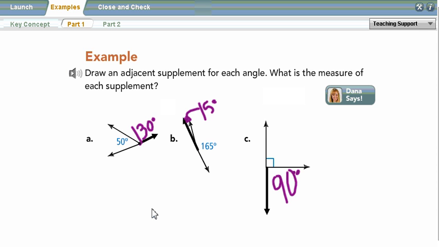Hopefully yours looks similar to mine. You might have decided to draw the angle straight out this way. Either way would have been fine. When I have a straight line, this measure becomes 130, so that the total of the supplementary angles is 180. When I drew this angle to get the adjacent angles, I found that this was 15 degrees. Combined, they're 180. You might have gone this way, and that's totally fine. This is 90, so this would be 90, so they add up to 180 degrees.